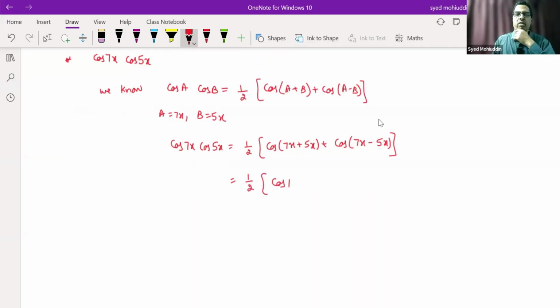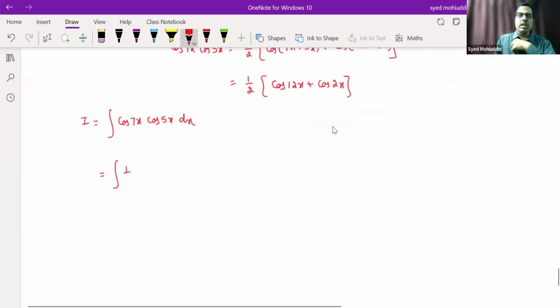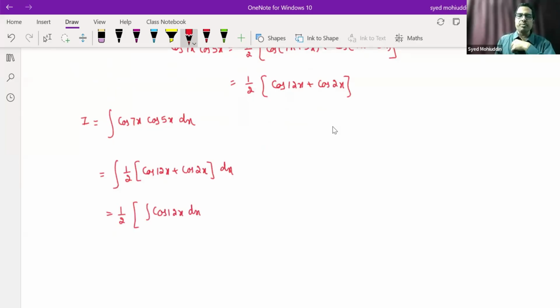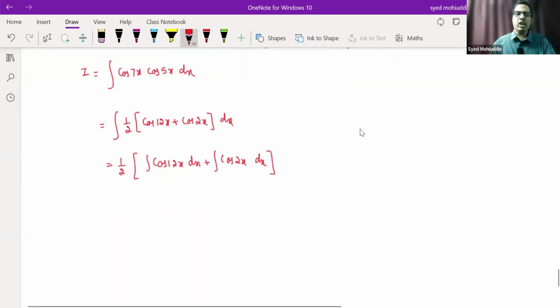So you have converted it because you have to integrate it. So the integration of cos 7x into cos 5x into dx will give us this value: the integral of half times cos 12x plus cos 2x times dx. Half you can take outside and apply the integral to each of the terms. Now if you try to integrate it, you have to use the substitution method over here.